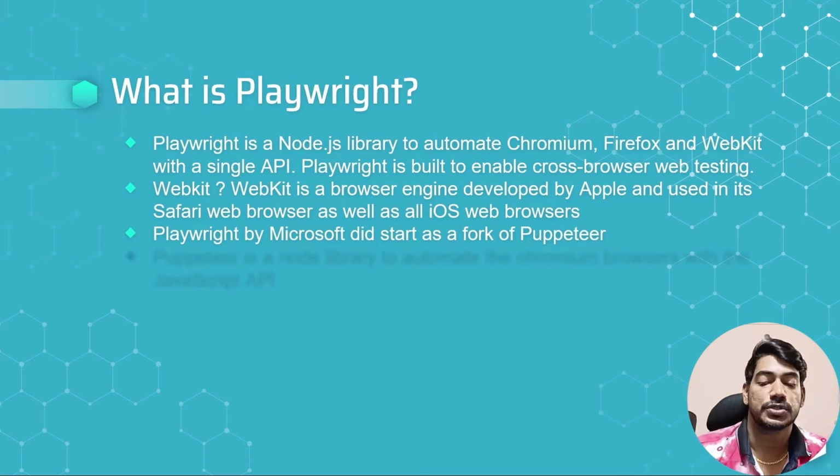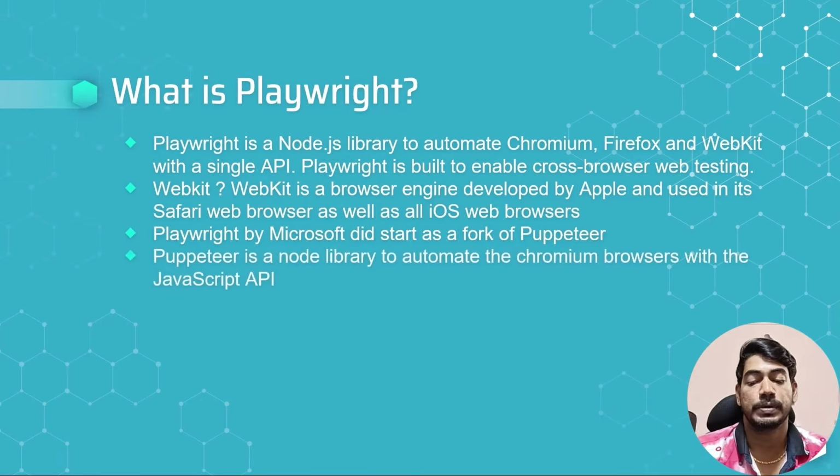Playwright by Microsoft did start as a fork of Puppeteer. So just in case you do not know, Puppeteer is a Node library to automate only the Chromium browsers with a JavaScript API. And mostly that runs in headless mode. That means we cannot see the UI, we can just execute our test. But Playwright supports both headless and headed mode as well. We will talk about that in our upcoming lecture.